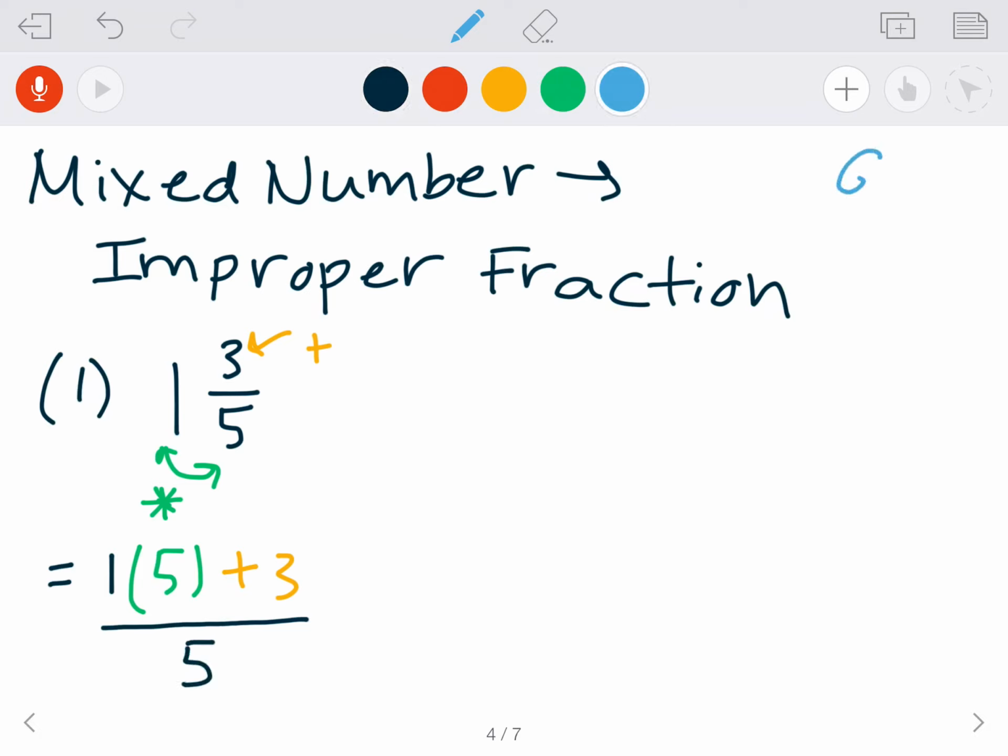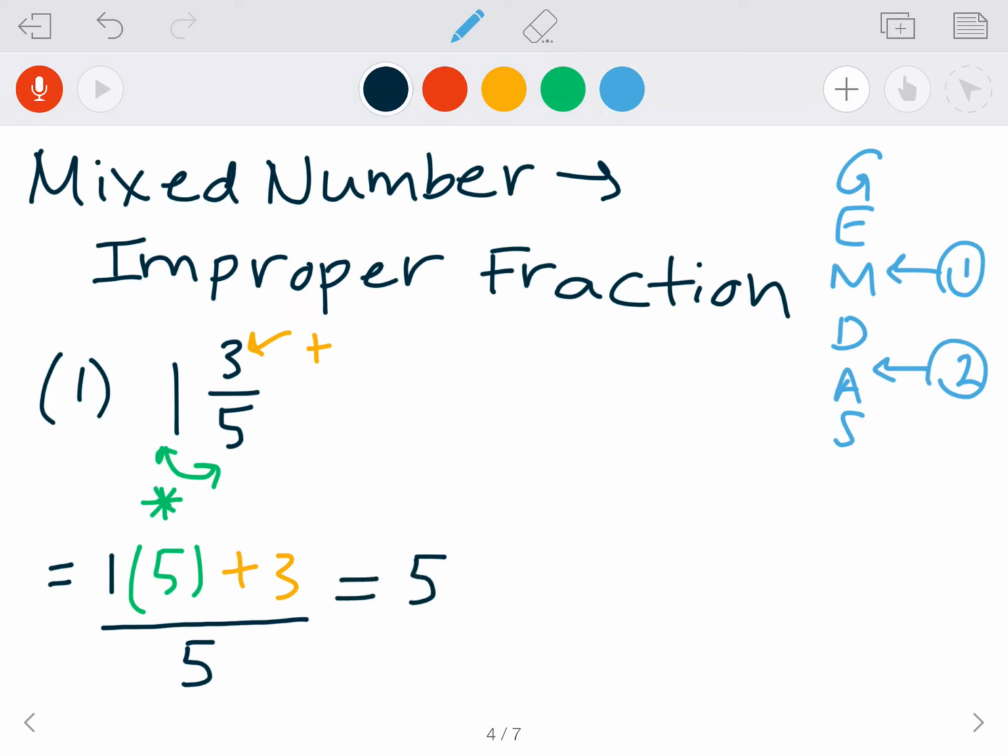Now, according to GEMDAS, aka the order of operations, we know that multiplication comes before addition. So in this problem, we only have multiplication and addition. Technically, we also have division because we're talking about fractions, but we are not going to be actually evaluating the fraction. So 1 times 5 gives us 5, and we still have plus 3 from before, and we still have the denominator of 5. 5 plus 3 gives us 8, and our denominator stays as 5.